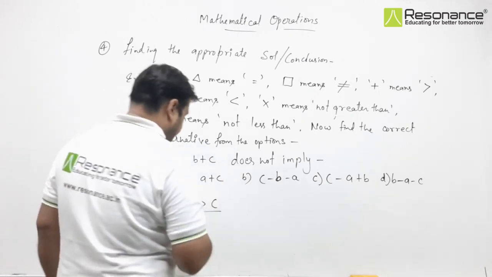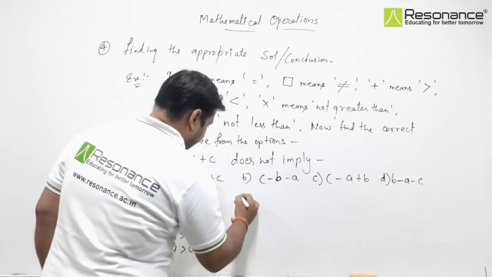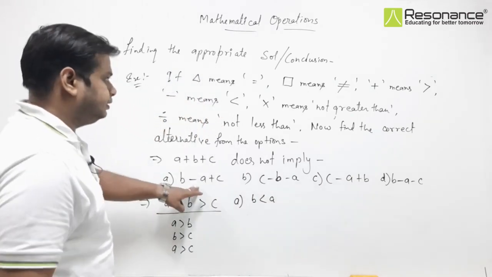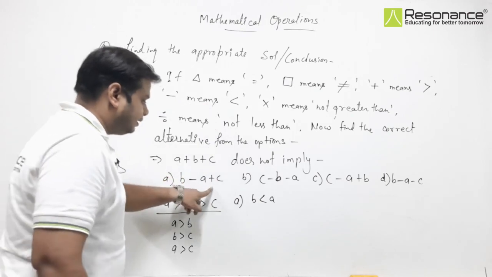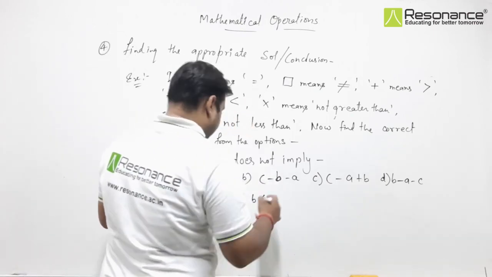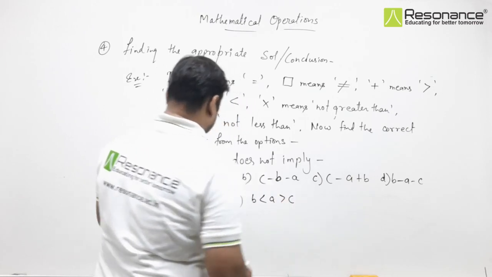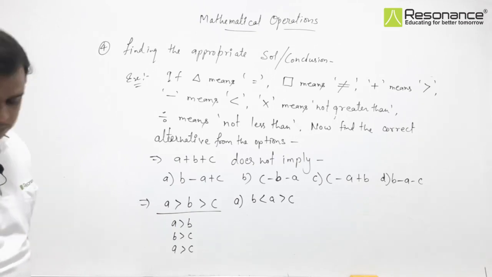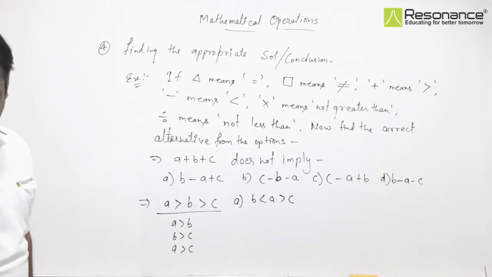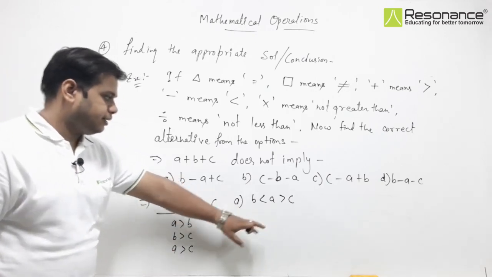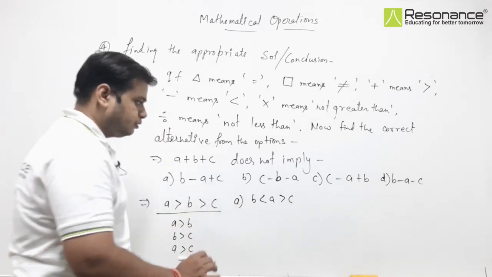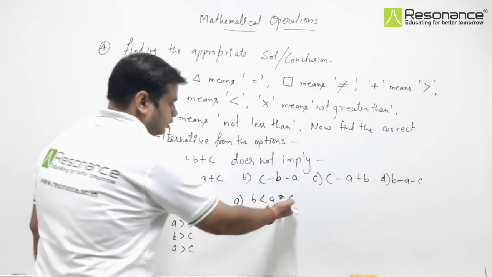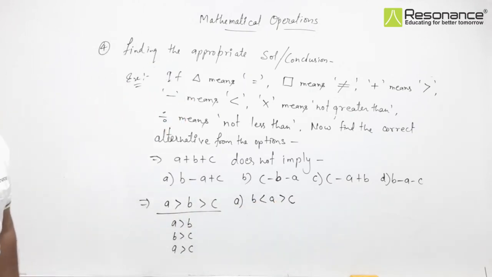Now, let us solve the first option. The first option says B is less than A. Minus means less than, so B is less than A. Plus means A is greater than C. So B is less than A and A is greater than C. This is the first option. So, A is greater than B and A is greater than C, both conditions are showing here.